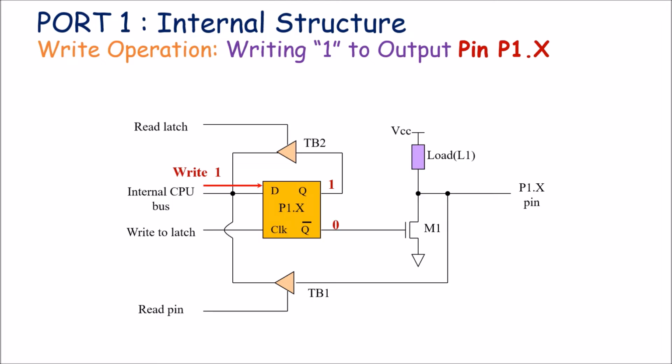Since 0 is connected to its gate terminal, this switch will be turned off. And the output pin terminal P1.x will be connected to VCC through this load resistor L1. So VCC will be connected to P1.x. So P1.x will be at value VCC, that is at logic 1. So we are sending logic 1 on data bus terminal, and that 1 will be available at pin terminal. That means we are able to write logic 1 at pin terminal.